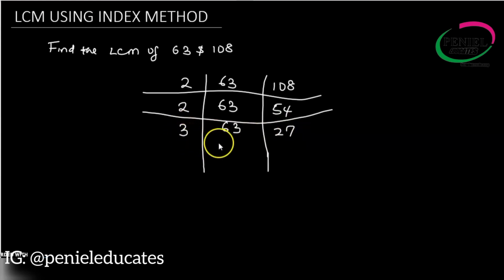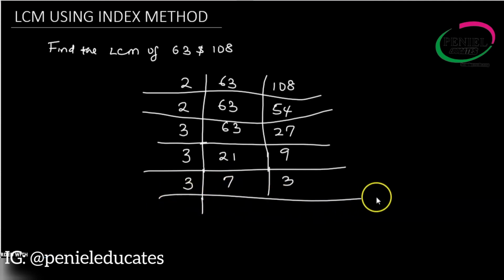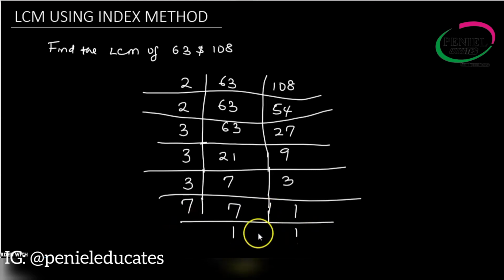Let me pick 3. 3 into 63 gives me 21, 3 into 27 gives me 9. Again, 3 into 21 gives me 7, 3 into 9 gives me 3. I can pick 3 also: 3 can't go into 7, so I repeat the 7 here, and 3 into 3 goes to 1. Then the only one that can go down is 7, 7 into 7 gives 1. So until we get 1 and 1.